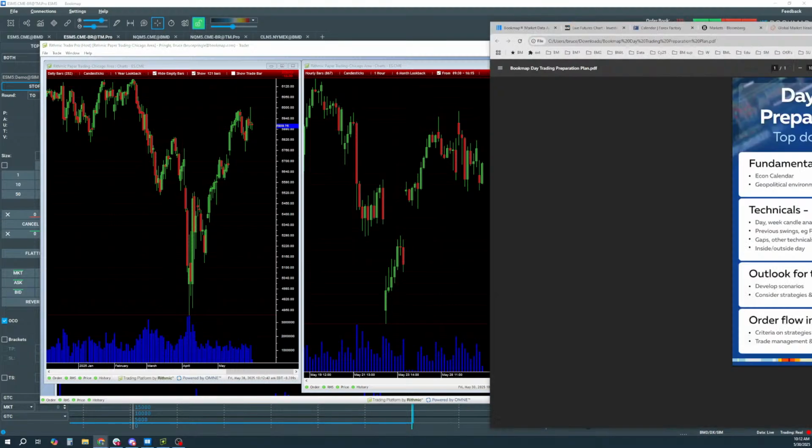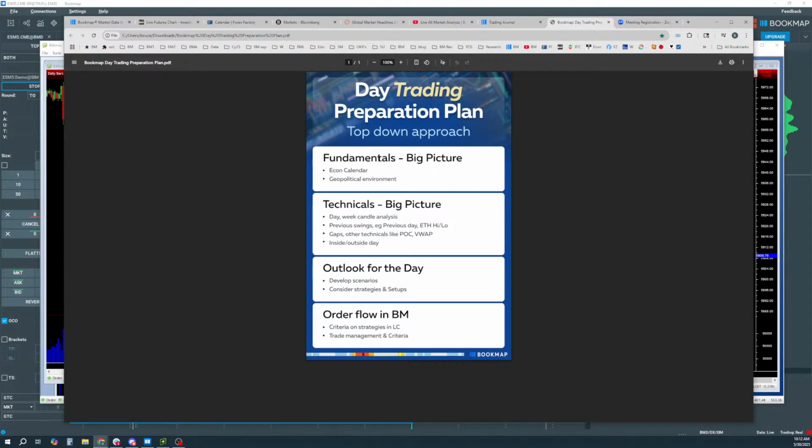In fact, that is from our preparation plan here. Fundamentals, our bigger picture, we already went through that. Our technicals, we've just went through that. Now we're looking for our outlook for the day. Okay, developing scenarios. D&T Matter did a great job yesterday in his content going through this process here. Really nicely done, D&T. And then he developed some really nice scenarios as well. He had 3 different scenarios of what his outlook was for the day, and then you can start to consider what kind of strategies and setups you want to use.